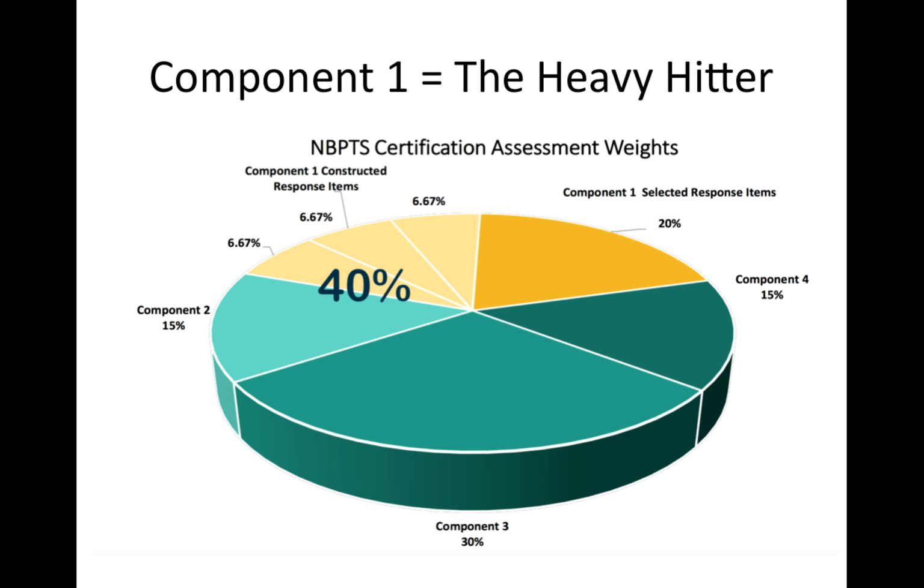Let's start with a little bit of information about Component 1 itself. As you know, all the components are weighted, and Component 1 is the heavy hitter, coming in at 40%. You have two different types of test items. You have the constructed response questions, and then you have the selected response. And you can see they are weighted pretty evenly to equal the 40%. The Component 1 selected response is 20%, and the constructed response is another 20%, for a total of 40%.